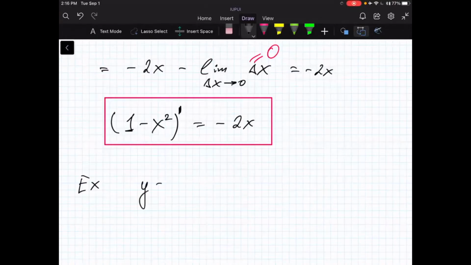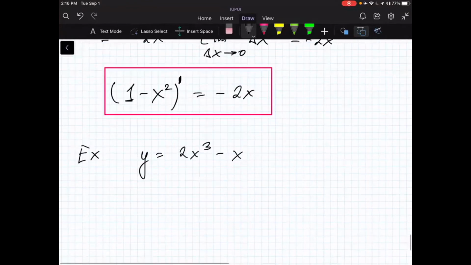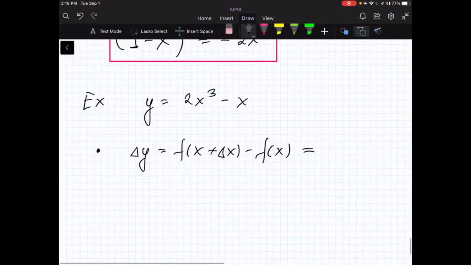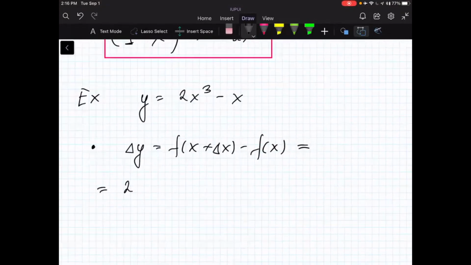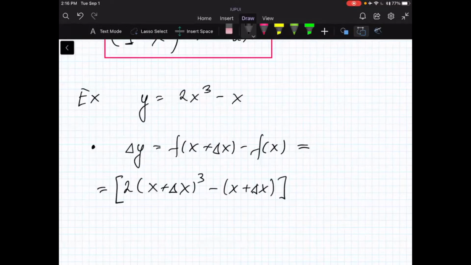Okay, a slightly more complicated one: 2x cubed minus x. So again, the first step is calculating delta y, f of x plus delta x minus f of x, which is the same as 2 times x plus delta x cubed minus x plus delta x. This is my f of x plus delta x, minus f of x, which is 2x cubed minus x.